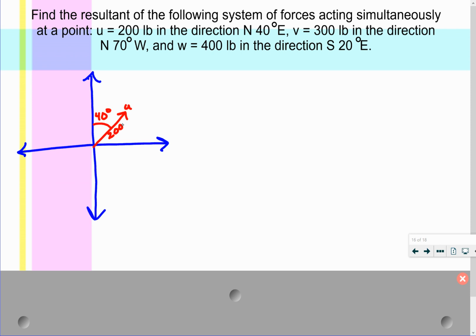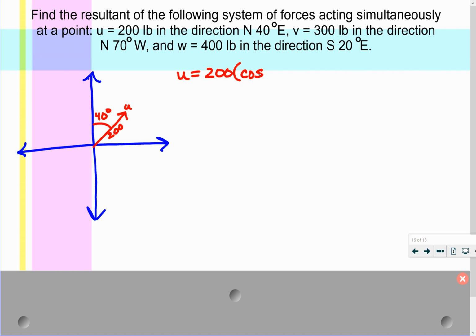I'm actually just going to use that right now before I move on to my other vectors to calculate vector u. All right, what is the magnitude of vector u? That's the first part of the formula. The magnitude is, what does magnitude mean? Length. What is the length of vector u? 200. And then which trig function comes first? Cosine.